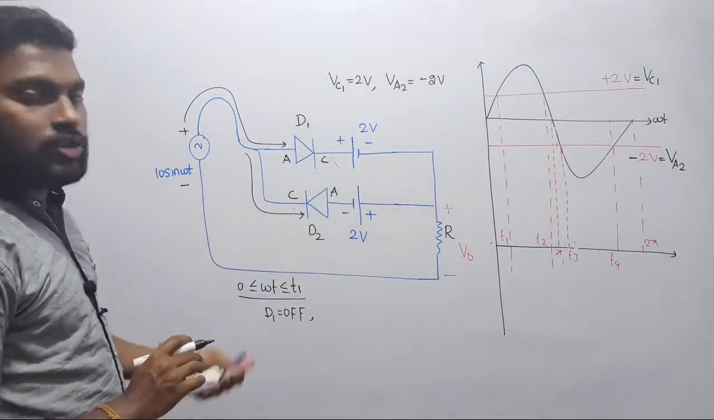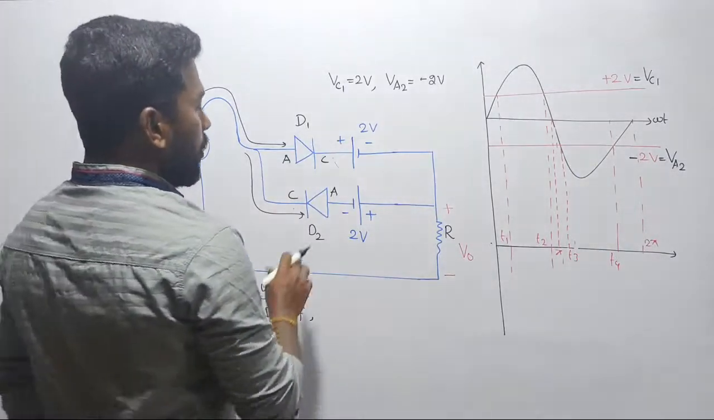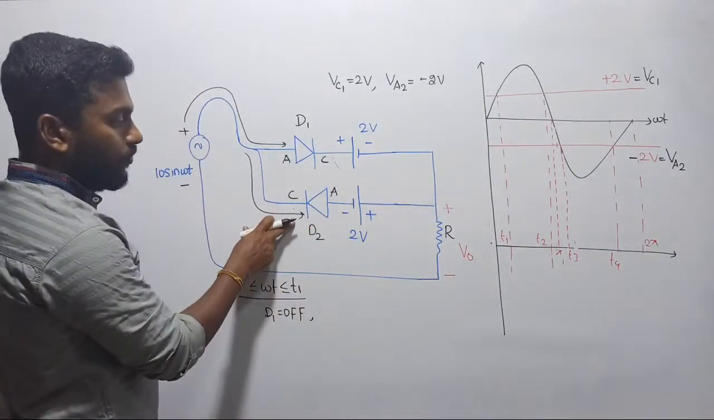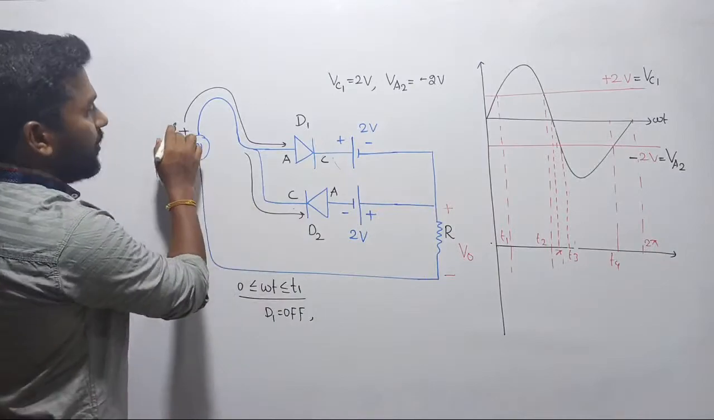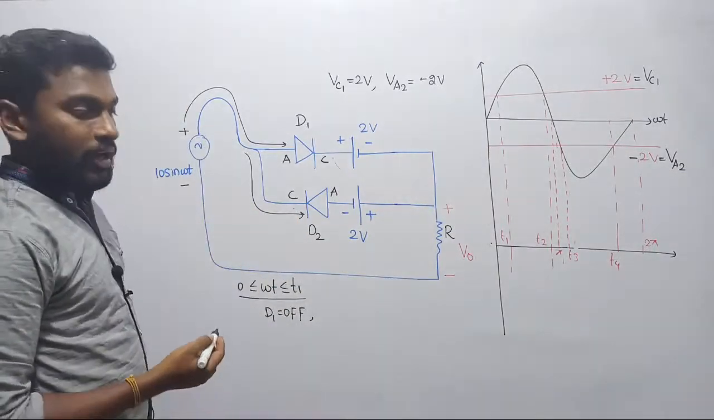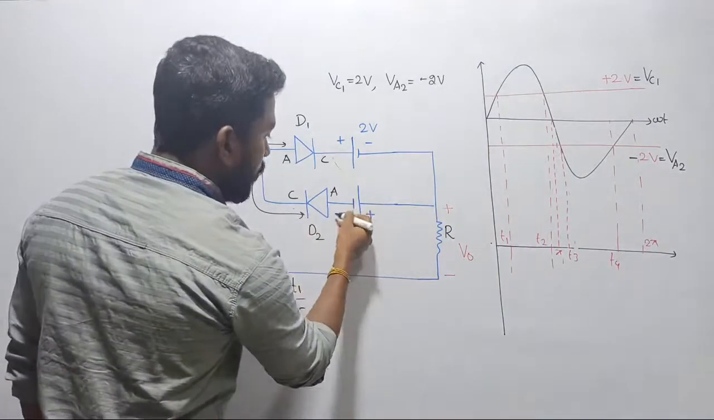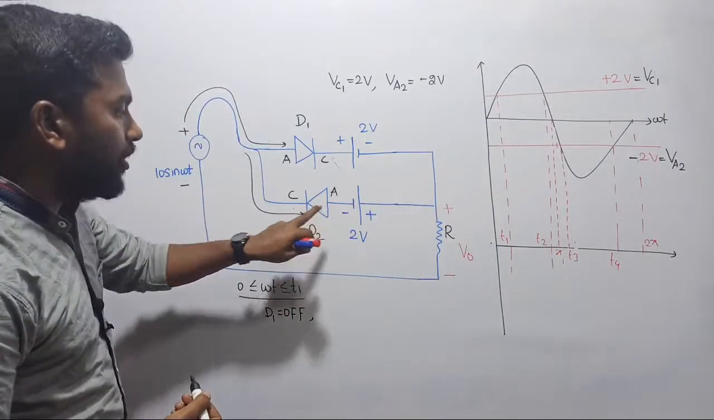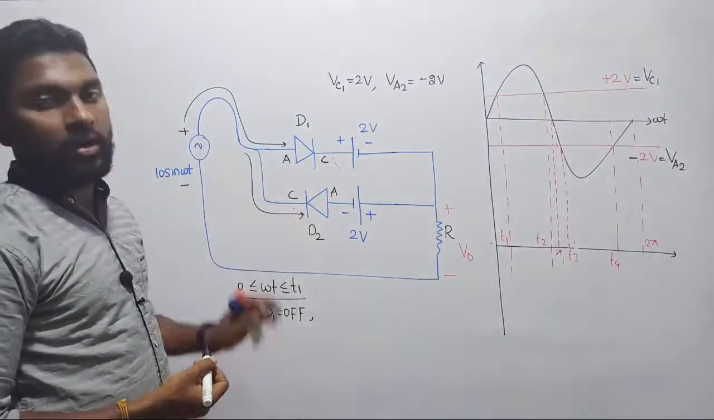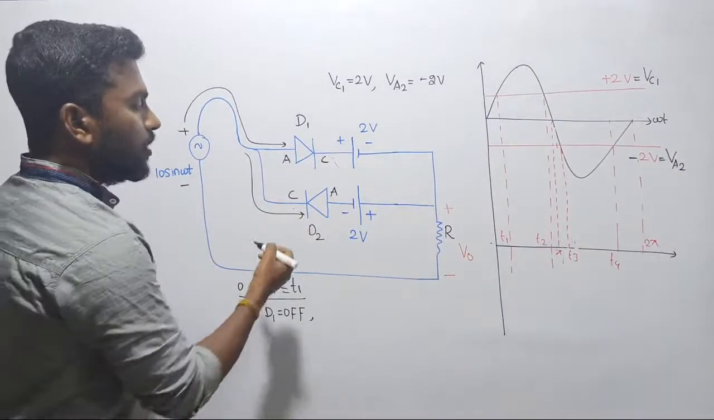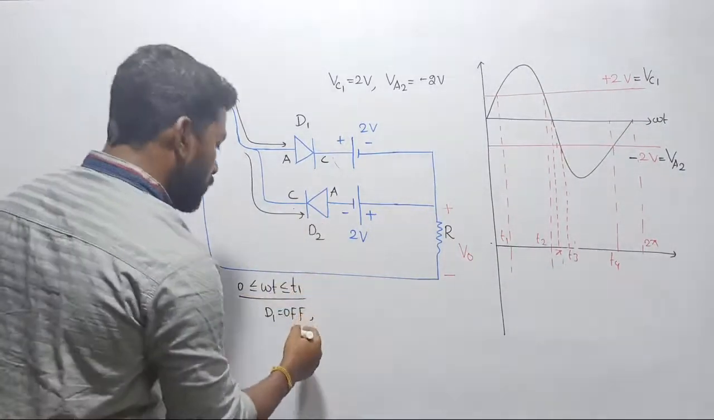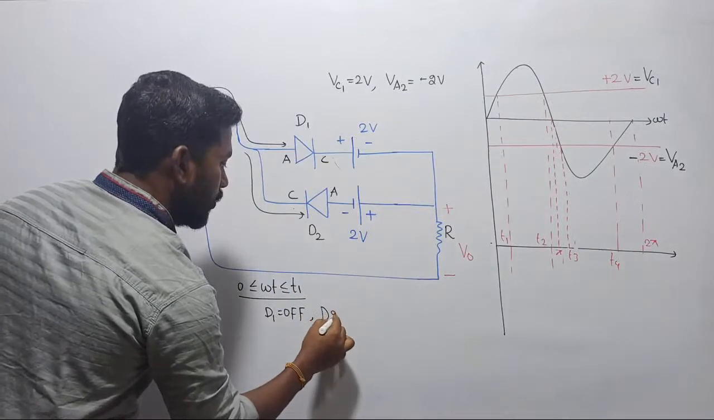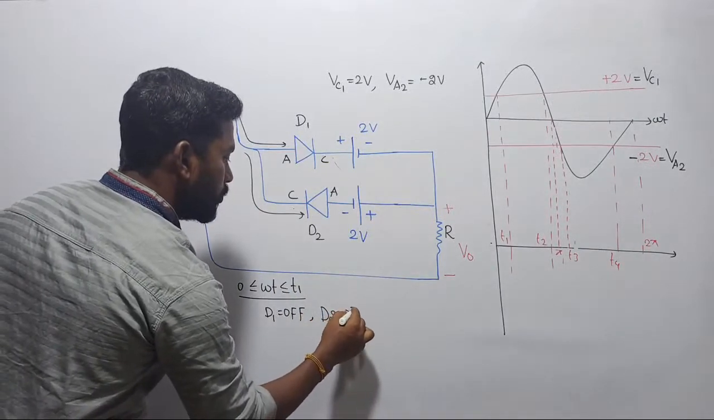Under this given situation, if you observe this diode carefully, I am injecting positive voltage here, but the available voltage here is negative voltage. With the help of negative voltage, can you turn on the diode? No, sir, I cannot turn on the diode. So what is the conclusion here? This diode will turn off. This is also turned off, so diode D2 also turns off.